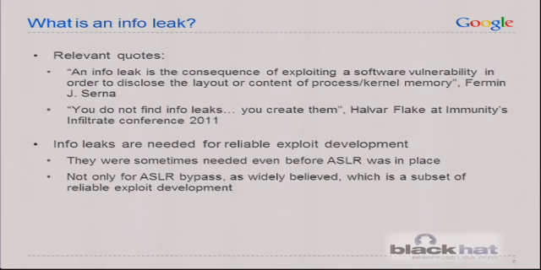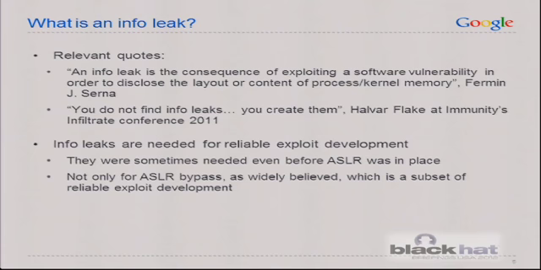So an info leak is the consequence of exploiting a software vulnerability in order to disclose the layout or content of process or kernel memory. I want to emphasize the layout or content. It's not always about getting the data at a specific address. It's super useful when you get information about where the heap is, or what the layout of the heap is. That's my definition.